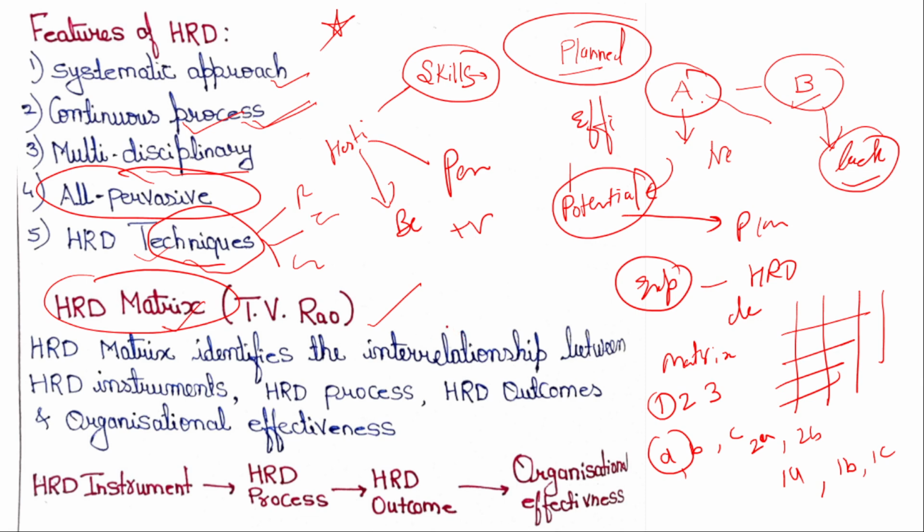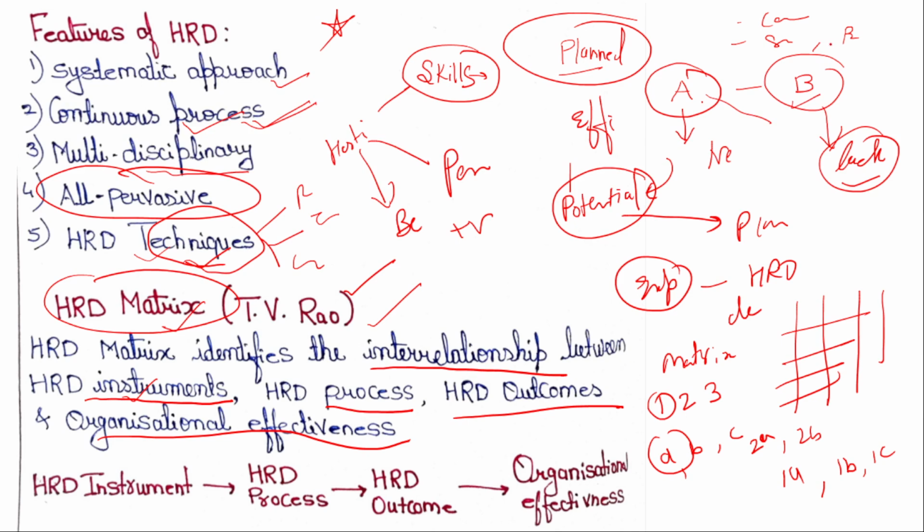So what is the HRD matrix? As per TV Rao, the HRD matrix shows an interrelationship between HRD instruments, HRD process, HRD outcomes, and organizational effectiveness. Now let's understand what HRD instruments are. As I told you, the techniques. These techniques, mechanisms like performance appraisal, career planning, succession planning, performance management, all these are your mechanisms or instruments which are actually used to develop the human resources.